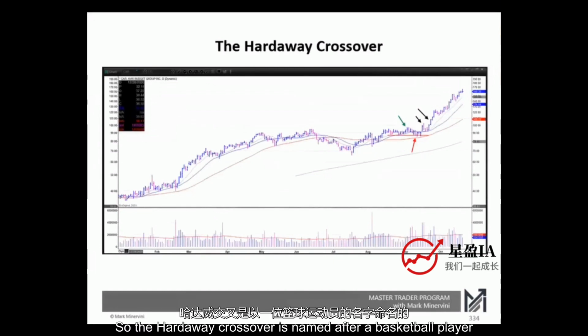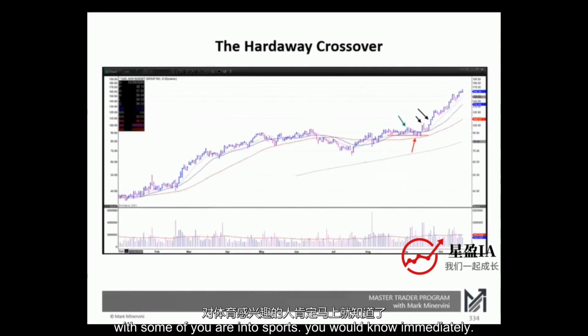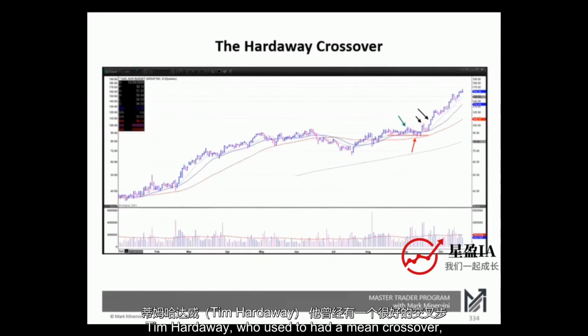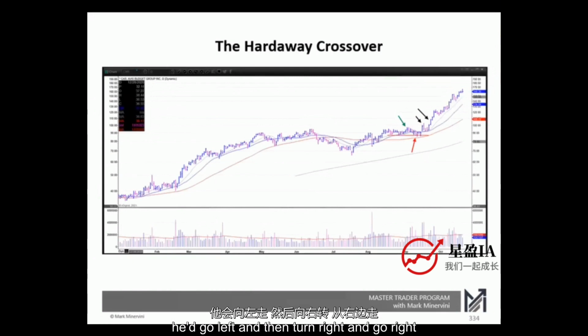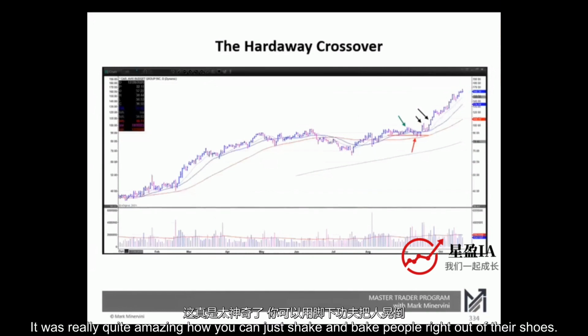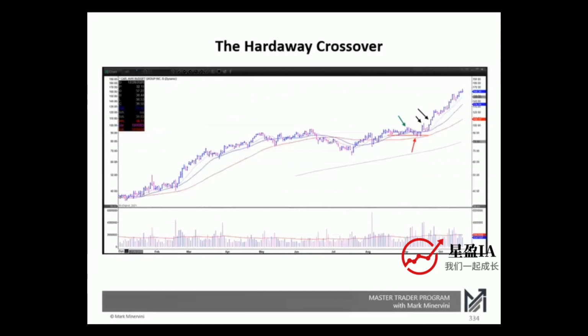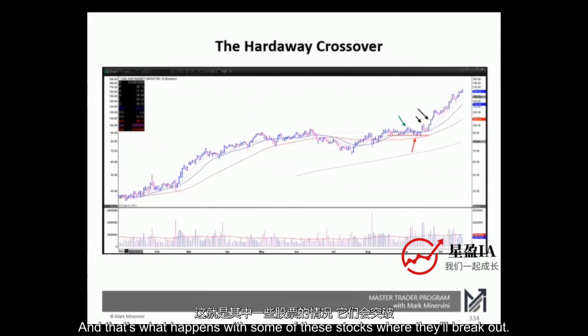So the Hardaway crossover is named after a basketball player, which some of you who are into sports would know immediately, Tim Hardaway, who had a mean crossover. You know, he'd go left and then turn right and go right and just blow right by you. It was really quite amazing how he could just shake and bake people right out of their shoes. And that's what happens with some of these stocks where they'll break out.